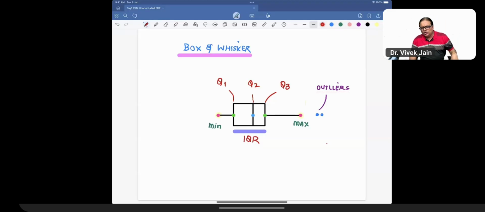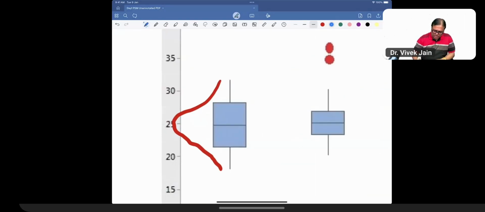Interquartile range is not Q1 to Q2 or Q2 to Q3. It is a specific term for Q1 to Q3. So logically, it will include how many values? Roughly 50% of the values. So 25 to 75. Okay. Now look at this normal distribution.